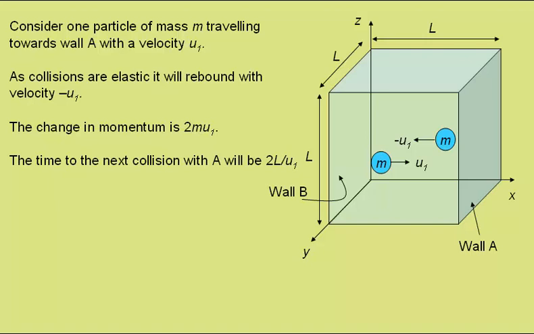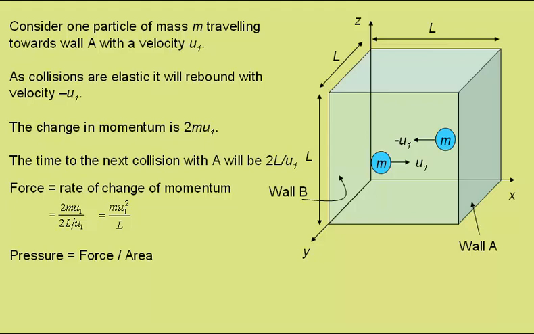From Newton's second law, you know that force is equal to the rate of change of momentum, or change in momentum over time taken, which in this case, the change in momentum we said was 2mu1 over the time taken of 2L over u1, which we can write as mu1 squared over L. Pressure is equal to force divided by area, and the area of wall A is L squared, and we have the force here, so we can write the pressure is equal to mu1 squared over L divided by the area L squared, which we can write as mu1 squared over L cubed.